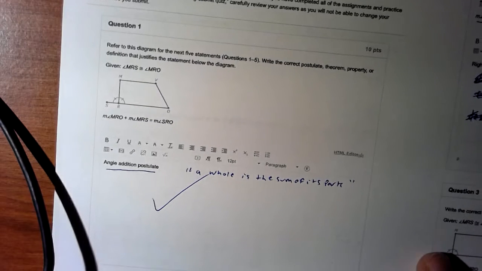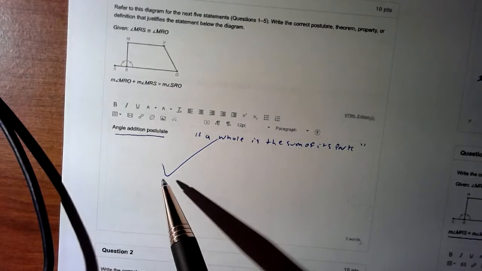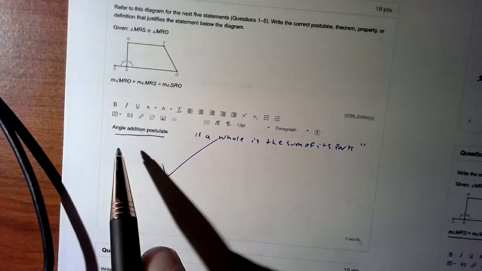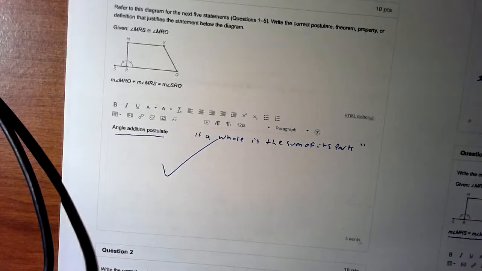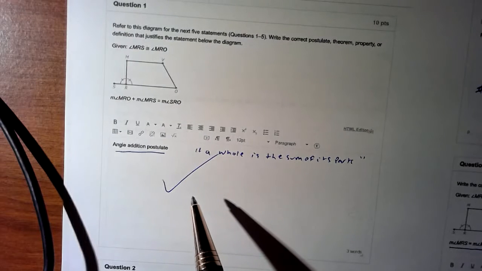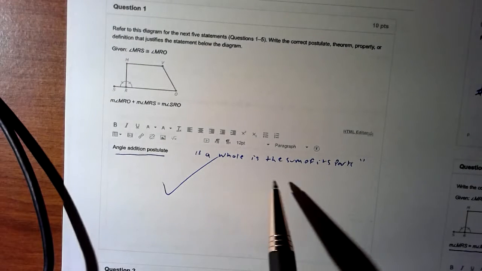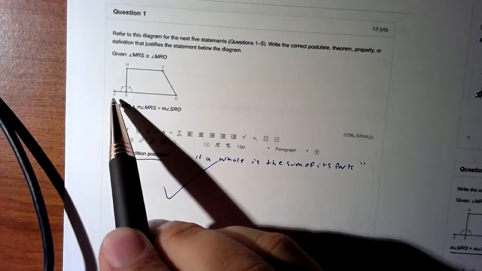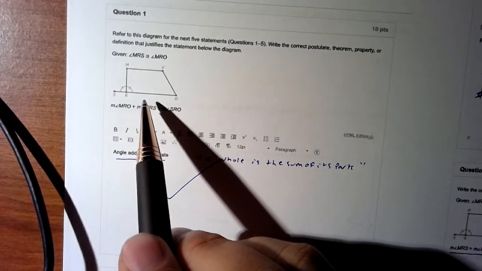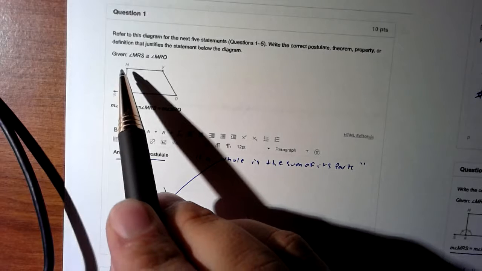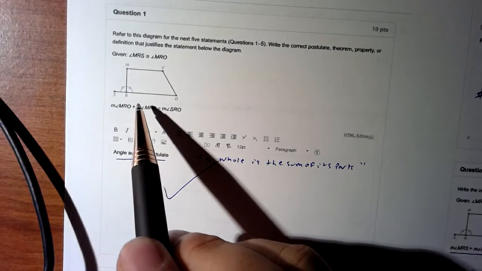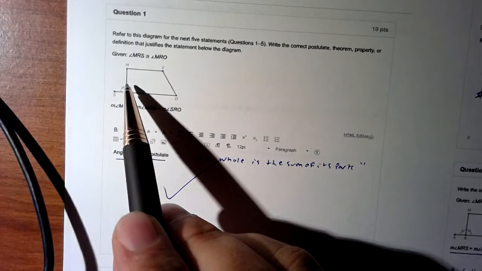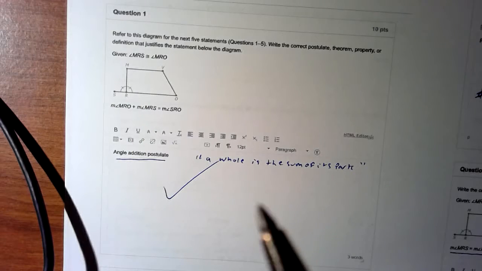Alright, let's go through this here. So this first one is correct using the angle addition postulate. I discussed this last time. A whole is the sum of its parts, and all this is saying is the entire angle SRO is equal to MRS plus MRO. So it's just saying the whole is equal to the parts added together.